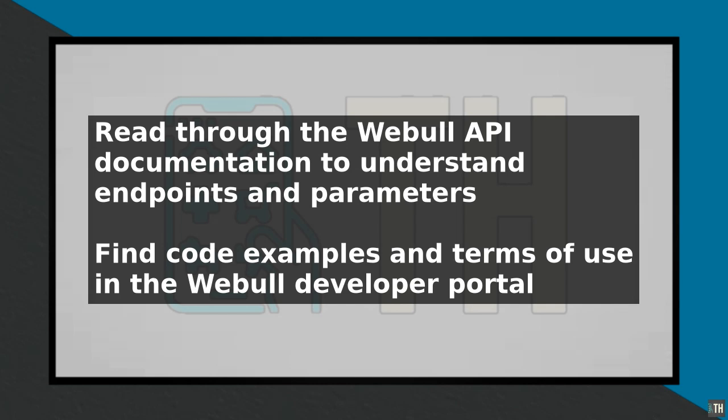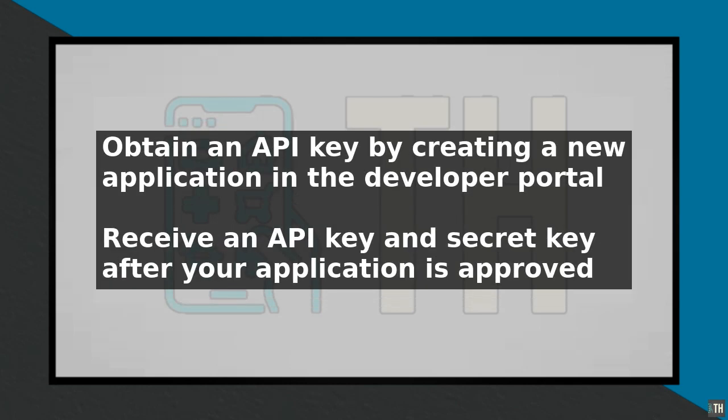authenticated. Webull offers different types of API keys, including a paper trading key and a live trading key. The paper trading key is used for testing and simulation purposes, while the live trading key is used for actual trading. When using the Webull API, make sure to follow best practices, such as handling errors and exceptions properly, and using secure protocols for data transmission.